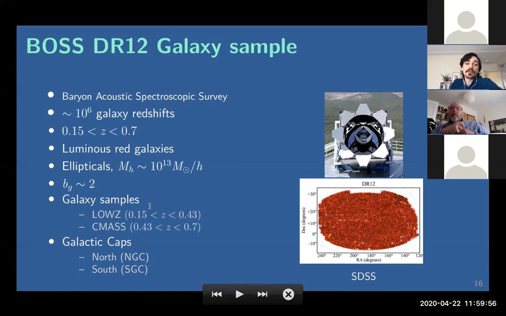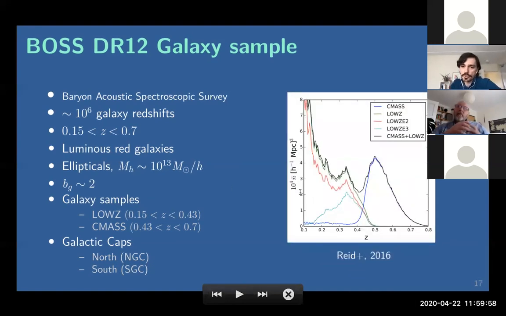And there are two samples. I'm showing here the redshift distribution of these samples. The low Z is at lower redshift, this green curve over here. And then there is the CMASS sample, which is the blue one over here. Usually you split them into these two redshift bins, and they are completely independent in redshift.